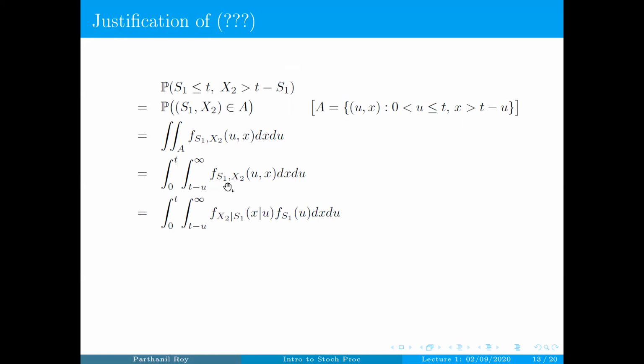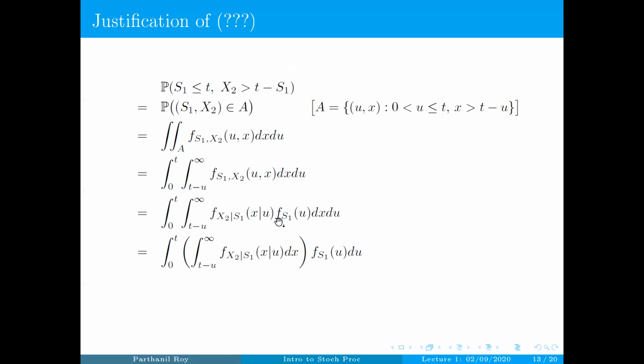Now, use the fact that the joint density can be written as the conditional density of x2 given S1 times the marginal density of S1. And this can always be done. Now let's take the integral with respect to s inside.